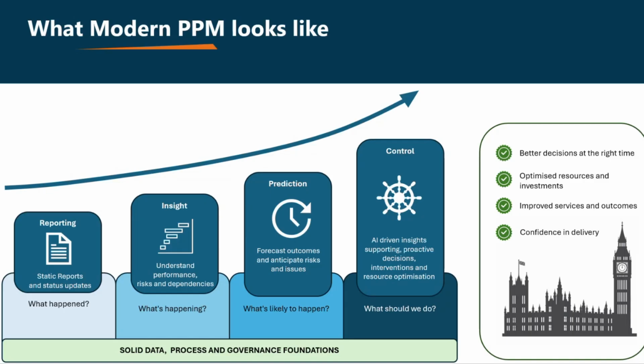So we have reporting, which we've just spoken about, which is what has happened. We do have insights now. I think with a lot of modern tools, particularly in the Microsoft domain that we're providing, there are more insights, so we can understand performance better. We can automate some of that. We can understand risk profiles. We can understand dependency. So we can absolutely look at what's happening. I think those two boxes we actually do really well now.